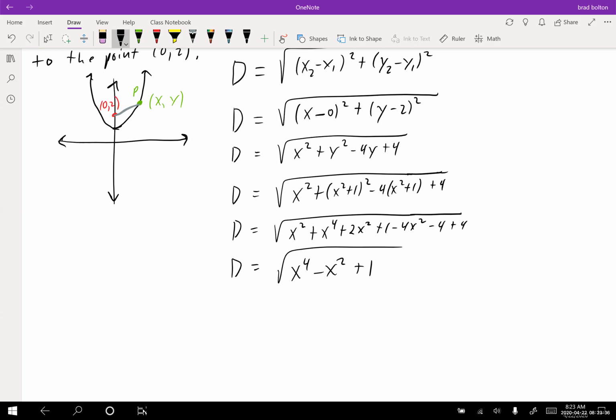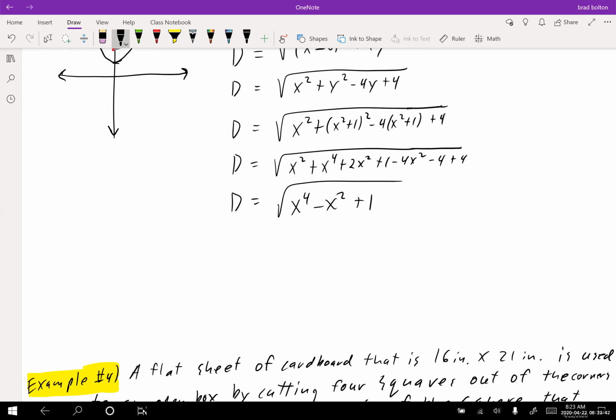Now the nice thing about distances is the minimum distance would also be the same if we squared both sides. So I'm going to square both sides, and you'll see why I want to do this in a second. This would be d squared is equal to x to the fourth minus x squared plus 1. So I'm going to rename this d squared some new distance. Let's call it d hat, and that would be x to the fourth minus x squared plus 1.